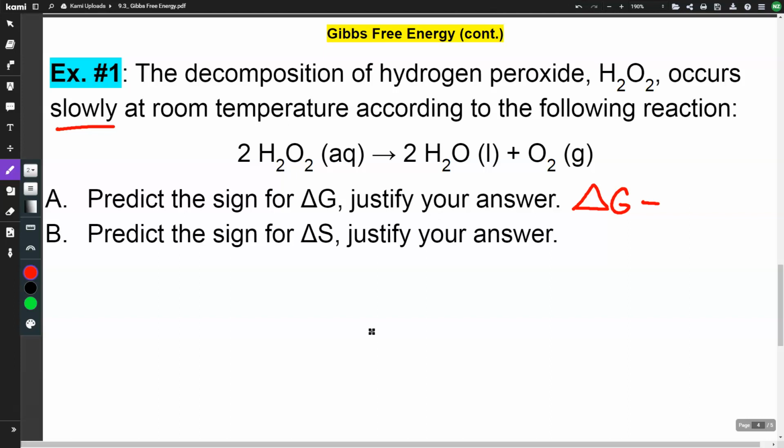The second thing it asks us to do is predict the sign for delta S and then justify your answer. Delta S, remember, is our disorder. We're starting with an aqueous reactant, and then we have a liquid product and a gaseous product. Since we're going from an aqueous, or a liquid, to a gas, everything is spreading out further. Because everything's spreading out further, and entropy has to do with disorder, things in the gaseous state are spread out a lot more, so there is going to be a greater disorder.